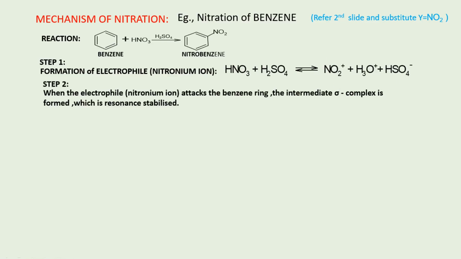Now, in the second step, the nitronium ion attacks the benzene ring, so that the sigma complex is formed, which is resonance stabilized. The benzene ring is the source of pi electrons. The bond is shifted on this carbon, so when NO2 plus attacks, it attacks this carbon, so that this carbon will become positively charged. And this is the slow step, so it is a bimolecular mechanism, because the rate of the reaction depends on the concentration of benzene as well as the nitronium ion, which leads to the sigma complex formation.